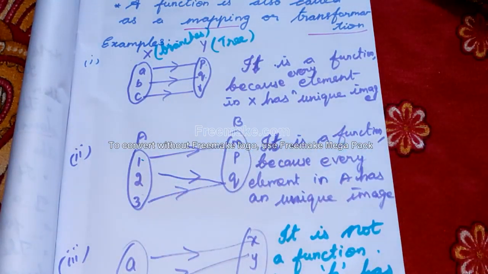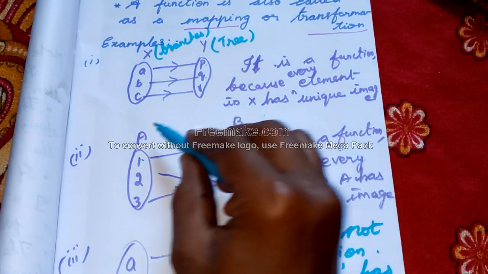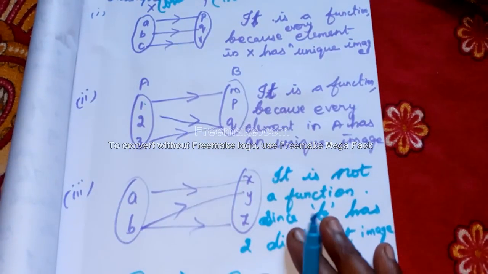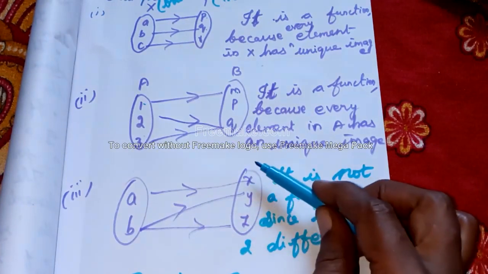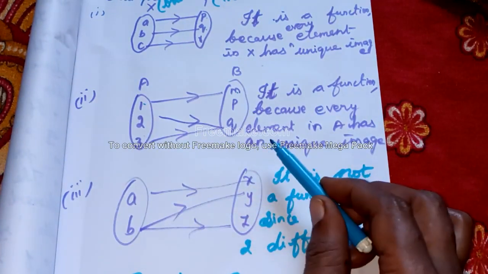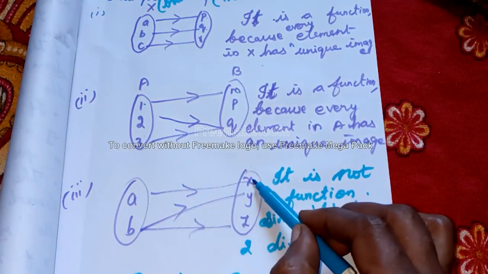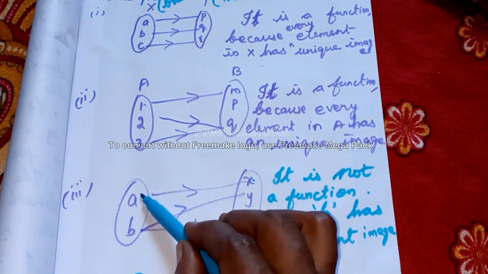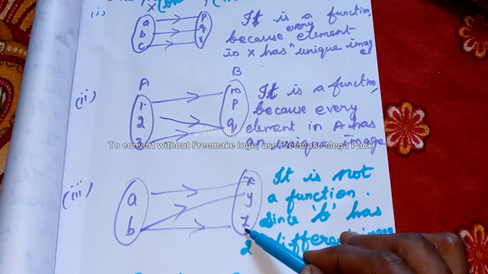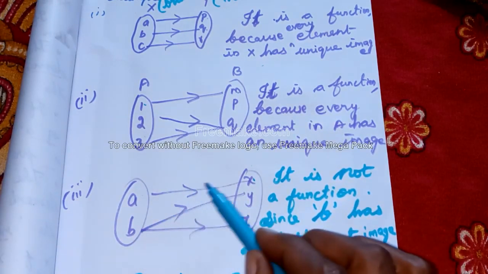Next, here, whether it is a function. Listen, students, it is tree and branch. A tree X has only one branch. Next, two trees have only one branch. Is it possible? No, it is not possible. Two trees having only one branch is not possible. So it is not a function.